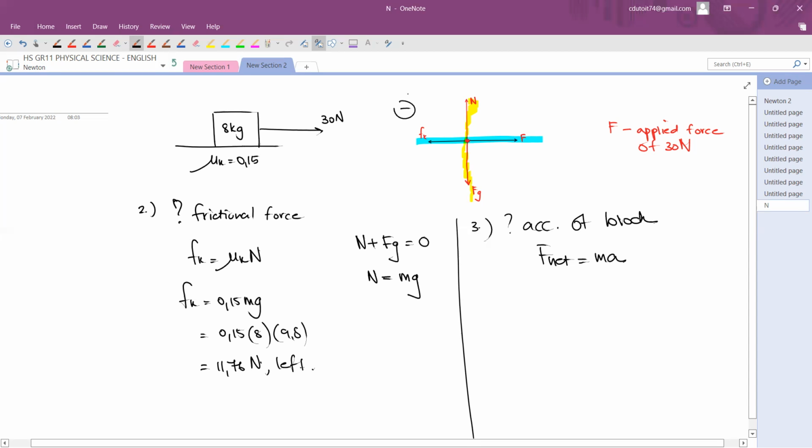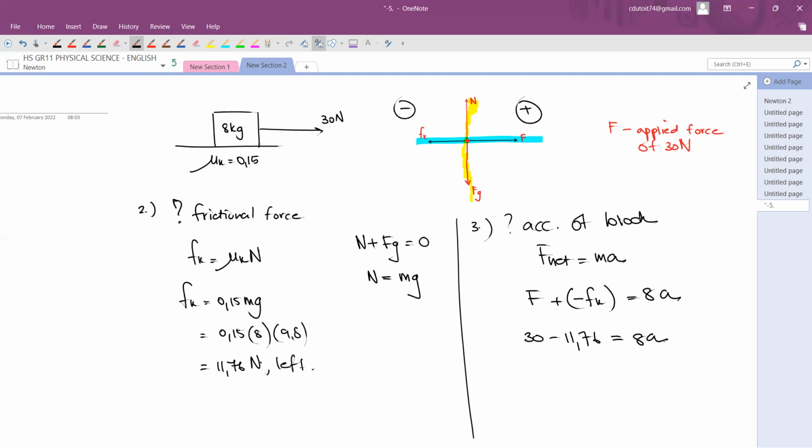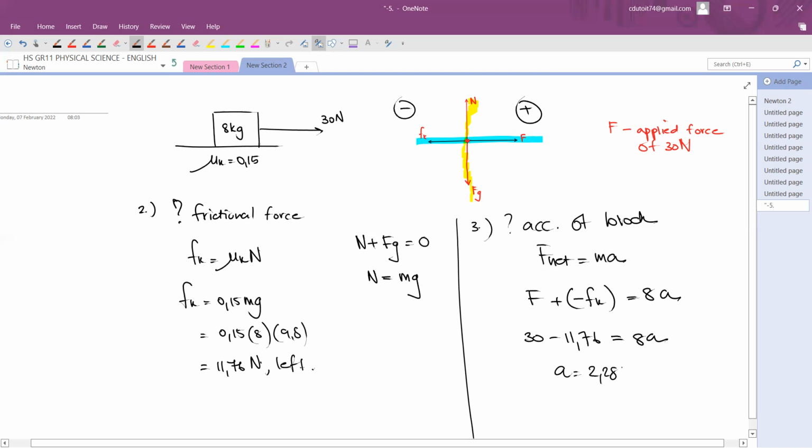Let's make the frictional force negative and the applied force positive, because they're in different directions. So the applied force plus negative friction force is the mass of the block times acceleration. So we have 30 minus 11.76 equals 8a. I still have that 11.76 in my calculator, so I just do 30 minus answer and then divide that by 8. 2.28. 2.28 meters per second squared to the right.